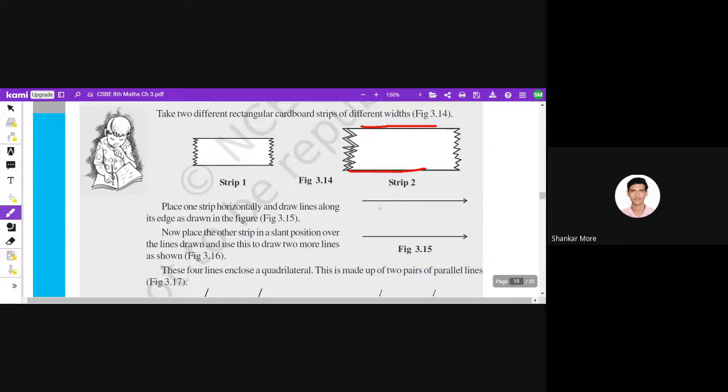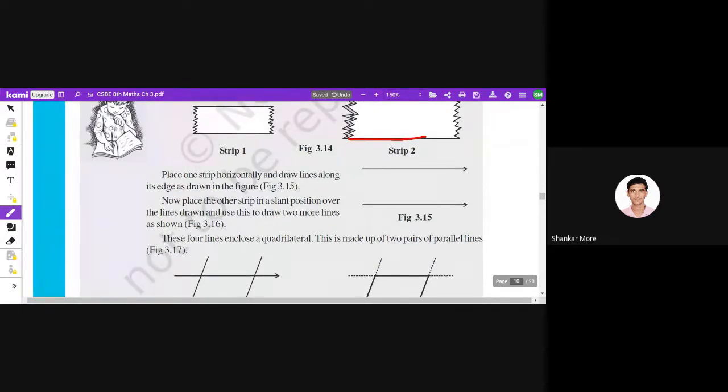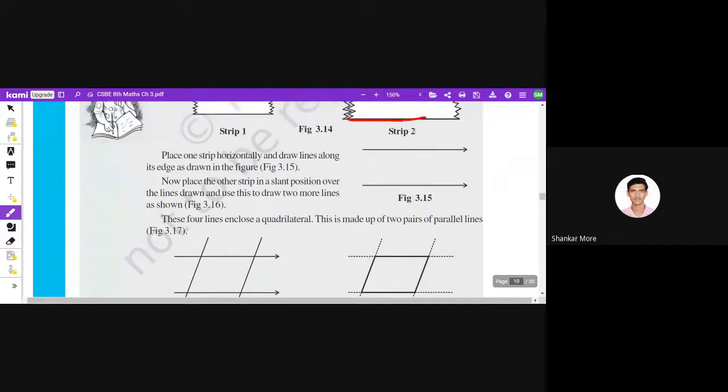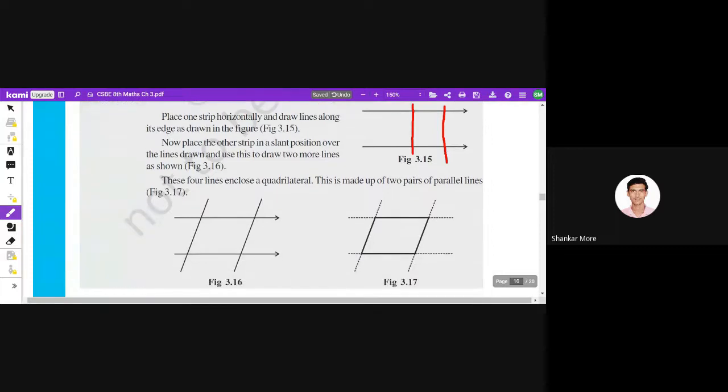सो कुछ इस तरीके का जो फिगर 3.15 में दिखाया है उस तरीके का फिगर हमको मिलेगा. ओके. So now place the other strip in slant position over the line drawn and use this to draw two more lines. तो अभी देखो यहाँ पे जो हमने ये दो लाइंस ड्रॉ किए हैं तो इस पे हमें और एक ऐसे स्ट्रिप रखनी है एंड दैट शुड बी इन स्लांट पोजीशन, मतलब थोड़ा सा टिल्टेड होना चाहिए. ओके. So after putting the other strip we have to draw again two lines.